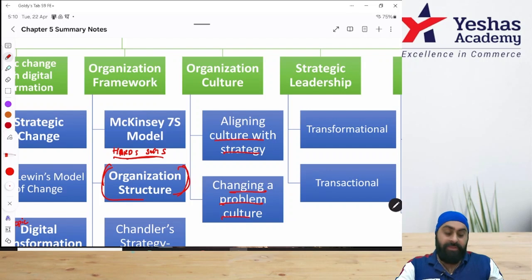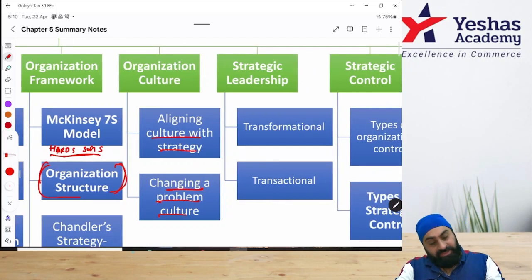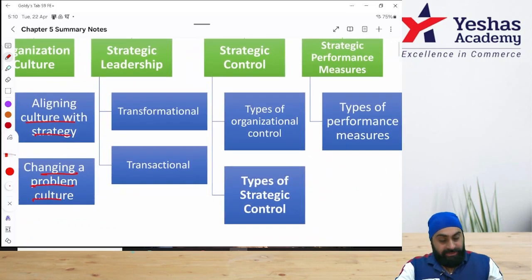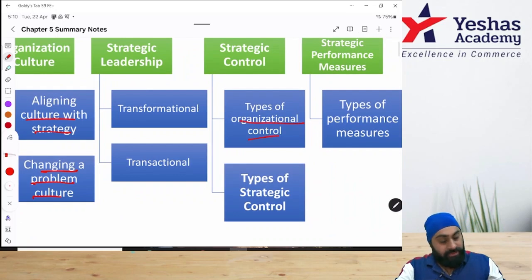Changing a problem of a culture. Next is strategic leadership. Two important topics: transformational leader and transactional leader, which you need to focus on. Strategic control. There are types of organizational control and there are types of strategic control. Here there are levels that we talk about. Here there are types of strategic control that we are going to talk about.